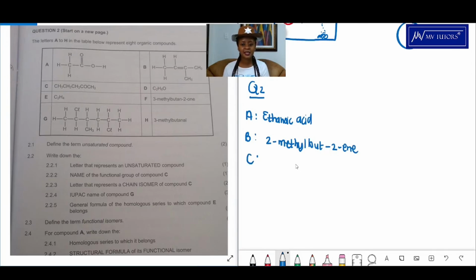Okay, and then C, we have, all right, a condensed structural formula. So we have CH3, CH2, CH2, CO. So this is like a ketone. All right, and CH3. So this ketone, we have 1, 2, 3, 4, 5. So it is pentan. So on which side? First carbon, second carbon. So it's pentan-2-one.